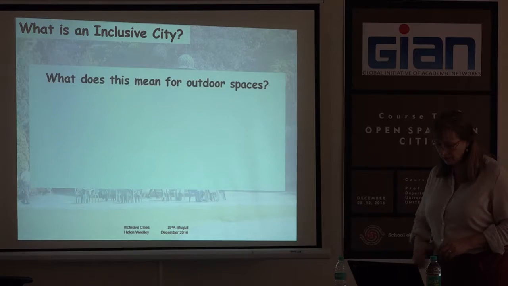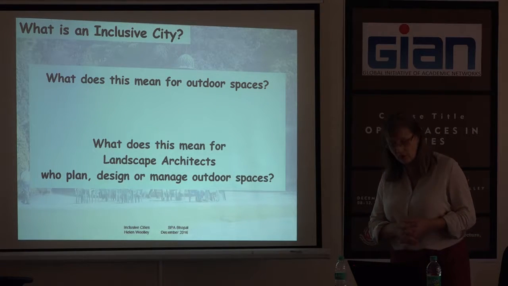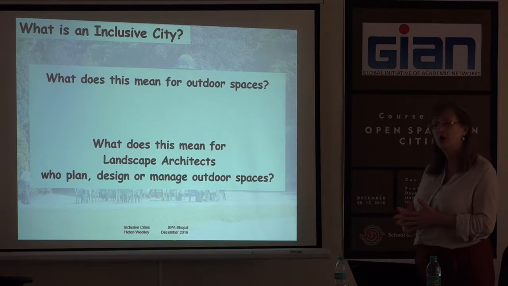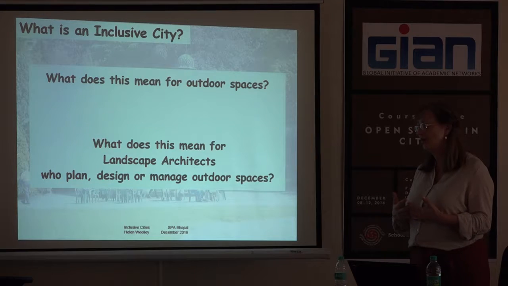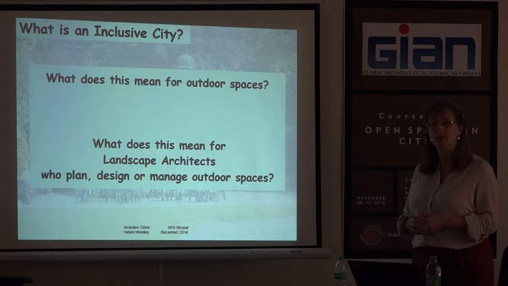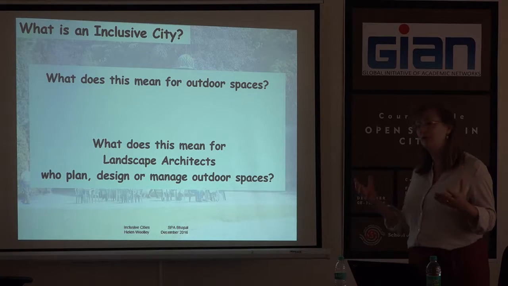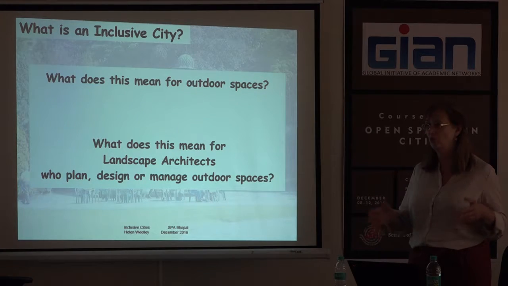So what does this mean for our outdoor spaces? And what does it mean for landscape architects or others who might plan and design and manage those spaces? What I would say is that in our country, a lot of the issues to do with accessibility have actually been applied to buildings. So there are building regulations that say new buildings must have perhaps accessible thresholds, disabled toilets.